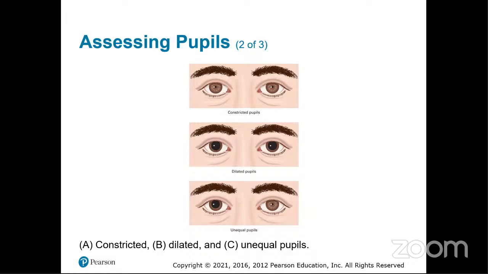So the constricted pupils on the top, the other word you'll hear for it is pinpoint, and we usually see it in a narcotic or opioid overdose. It makes those pupils go pinpoint. Dilated, a lot of the times when you go to the eye doctor, remember you can't drive because they'll dilate your eyes. They're trying to get that open as much so they can see as many of the rods in the back of the eye as they can. And then we can also have unequal pupils.